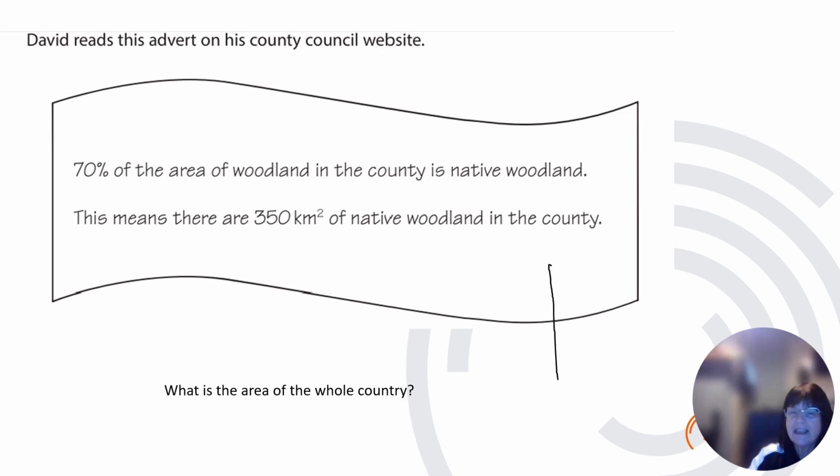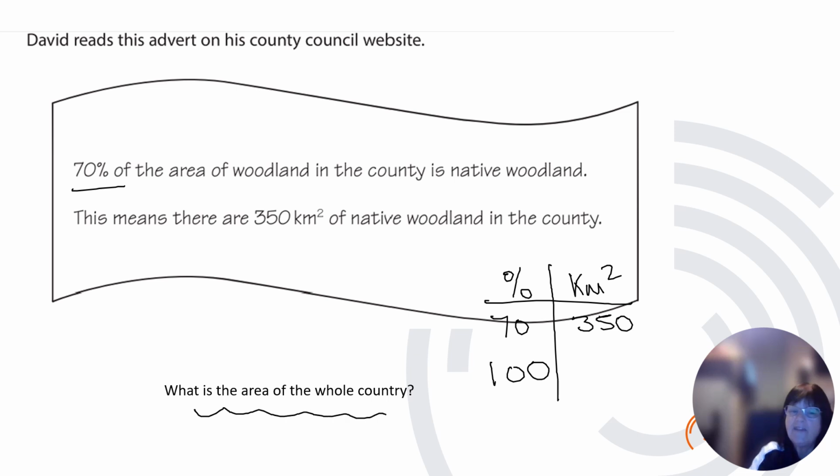So let's just see how we would do this using the system that I've shown you. So percentage and kilometres squared. Now, what we know is that 70% is 350. What we want to know is what is the area in the whole county. Okay, so we still divide by the number above, multiply across, and you will end up with 500 kilometres squared.